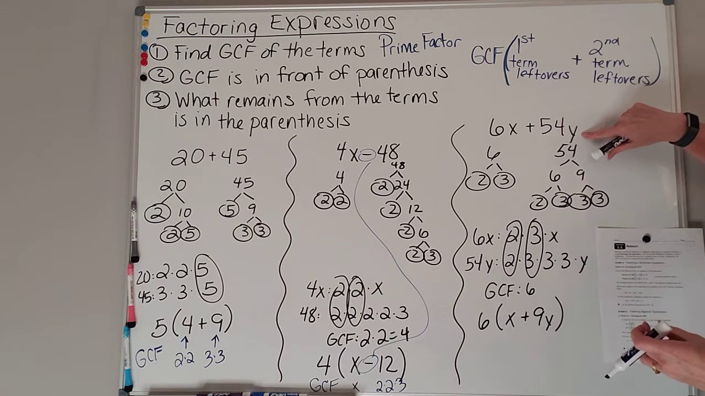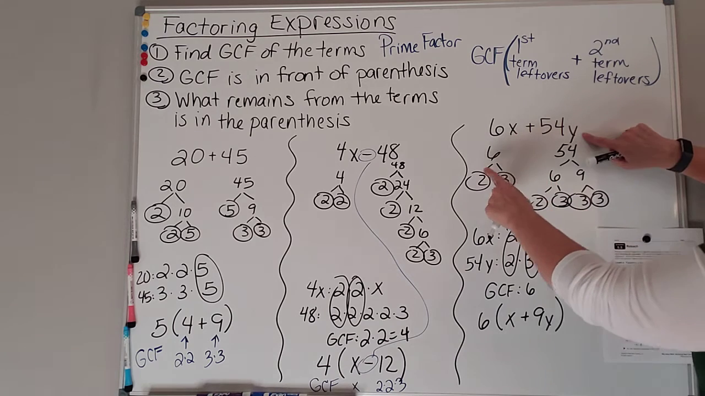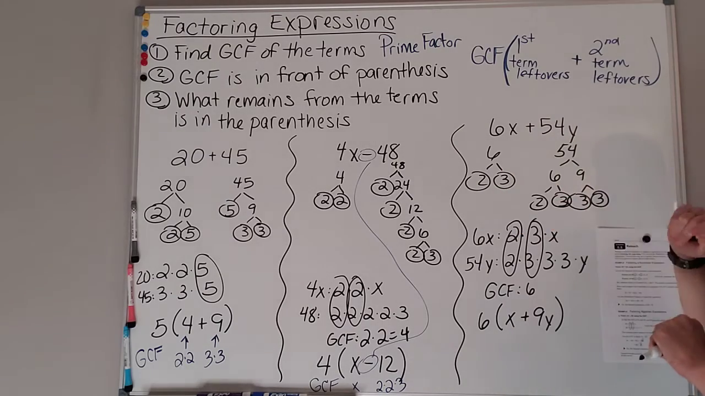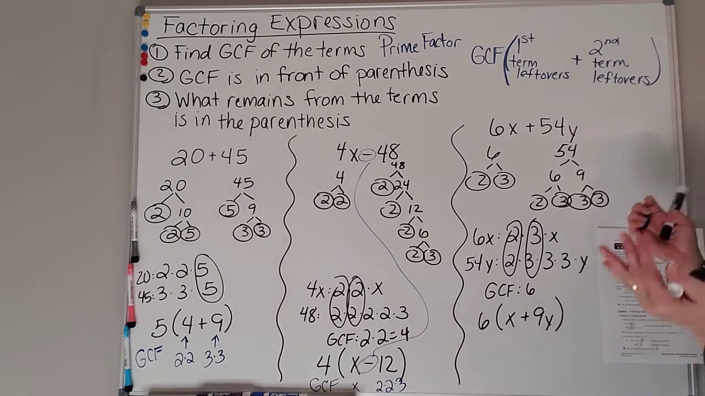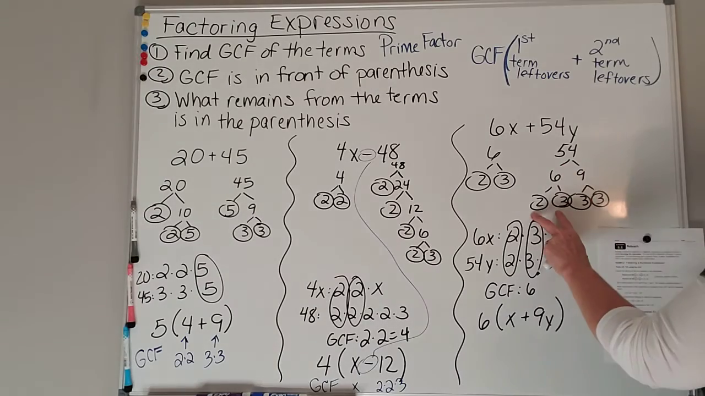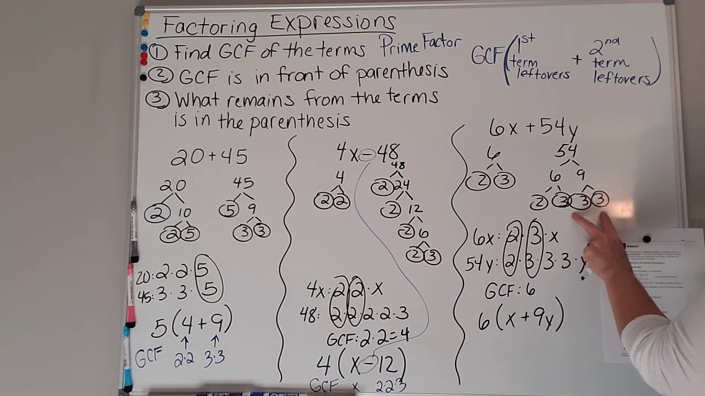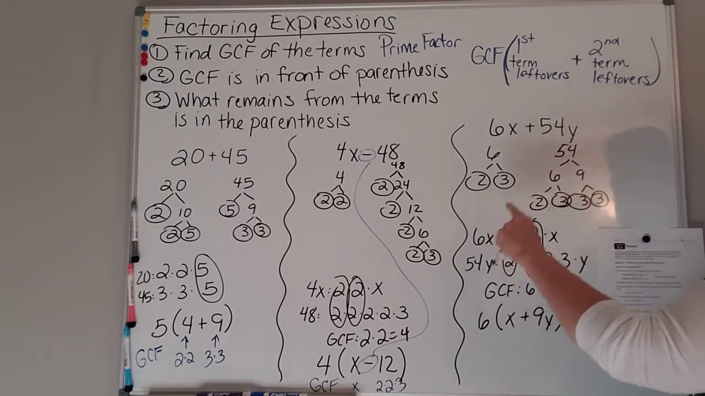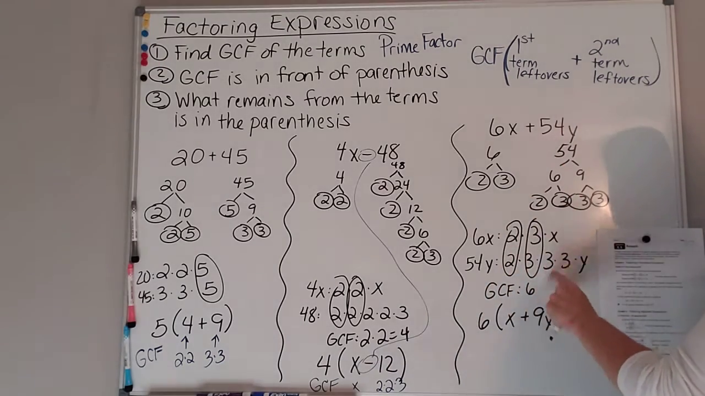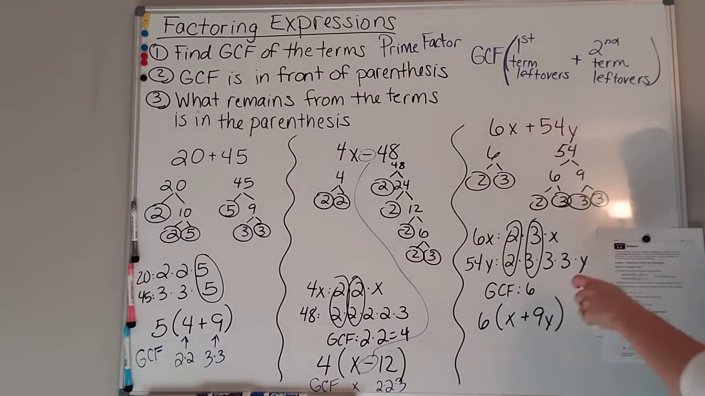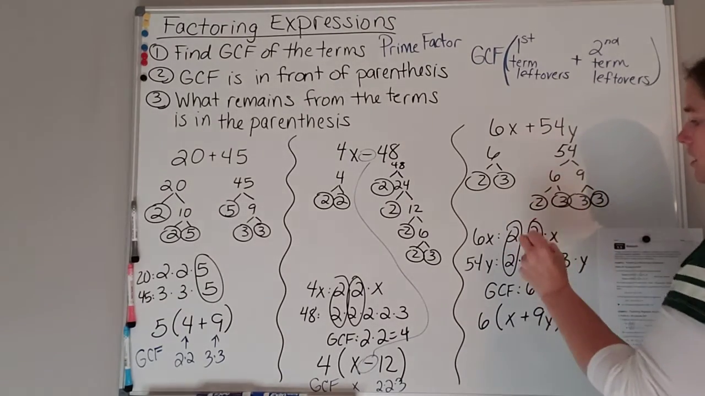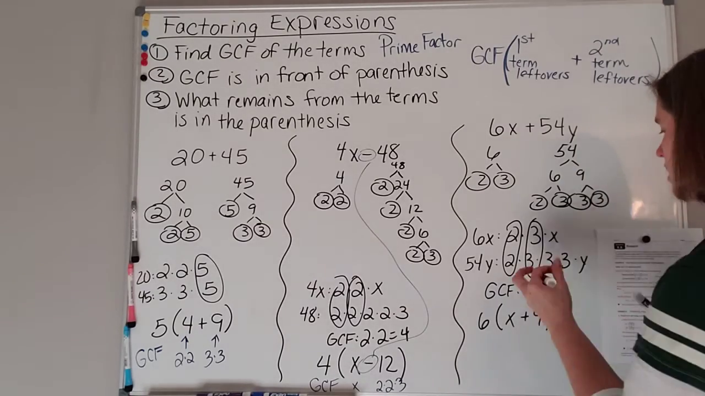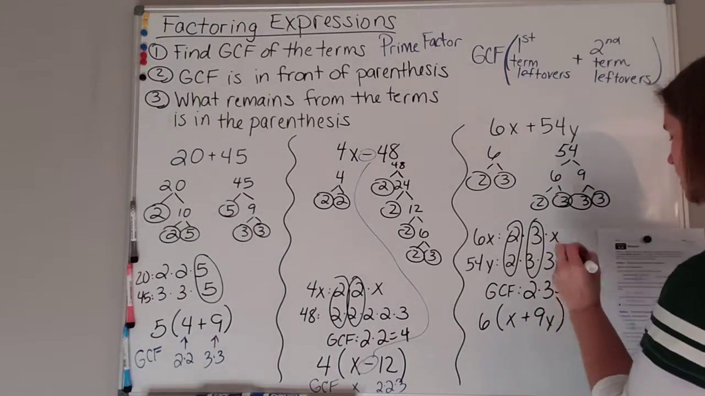Okay, last one. 6x plus 54y. Notice I've got a variable in both terms, so when I later write it down, I've got to take that into account. Prime factor 6: 2 times 3. Prime factor 54: I went with 6 and 9. 6 is 2 and 3, and 9 is 3 and 3. I list it all out: 2 times 3 times x. For 54y, 2 times 3 times 3 times 3 times y. What's in common? A set of 2s and a set of 3s. So I multiply those together. 2 times 3 is 6.